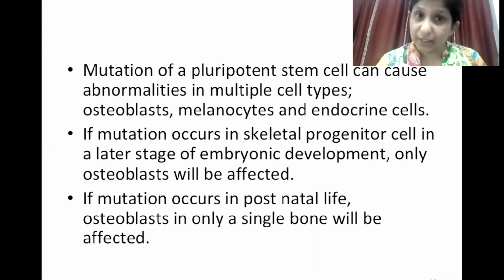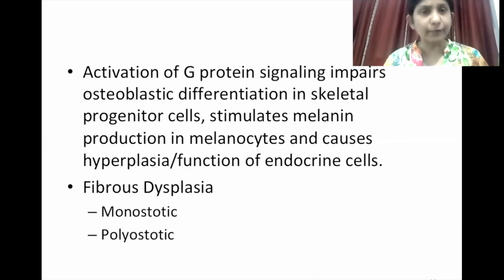If the changes take place in a late embryonal stage, only the osteoblasts are affected, so you'll only find bony abnormalities. If this takes place in postnatal life, after birth, it will be only one particular bone, that specific bone, that is going to be affected. So looking at the clinical features of the fibrous dysplasia patient, we can go back and tell approximately in which stage the mutation might have taken place.